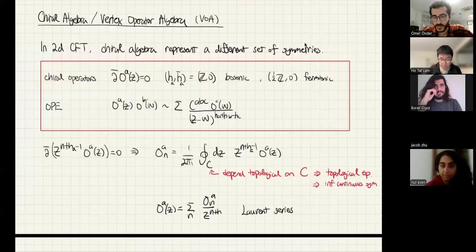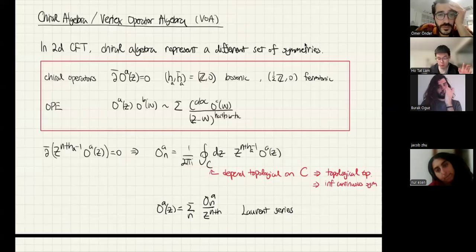The fact that chiral operators give you infinite continuous symmetries is really the power of chiral algebras. One thing I want to emphasize is that these chiral operators, if you integrate them, give you a set of topological operators. But these topological operators are not topological defects. Even though they are topological, they don't have a well-defined defect Hilbert space associated with them. That's why they are very different from topological defects.